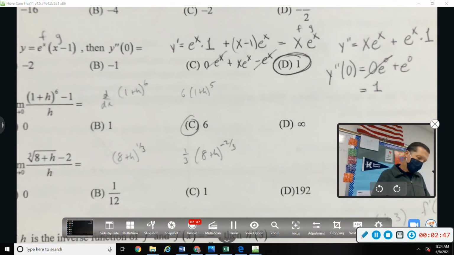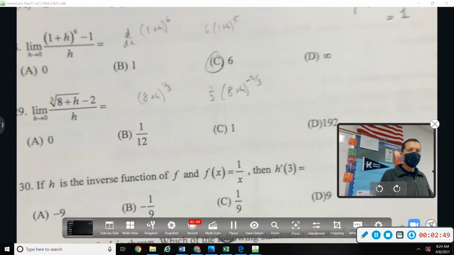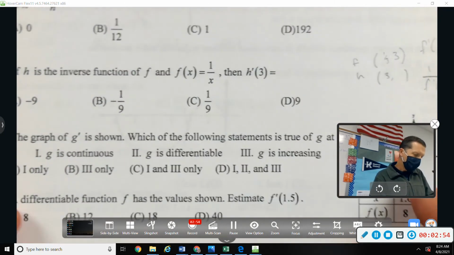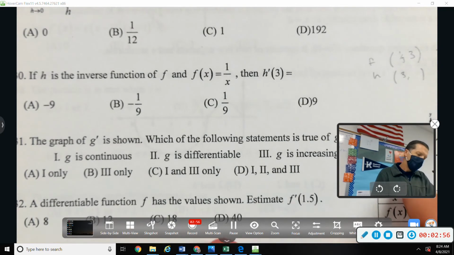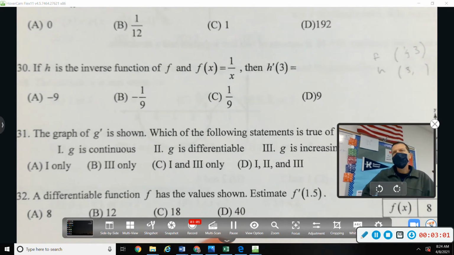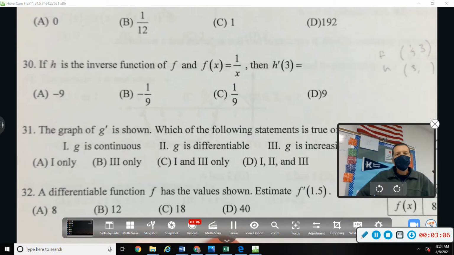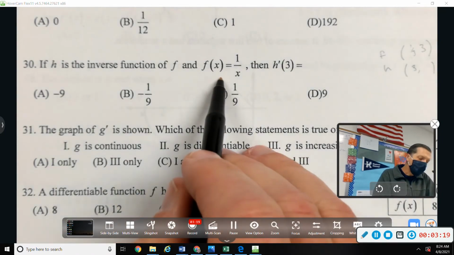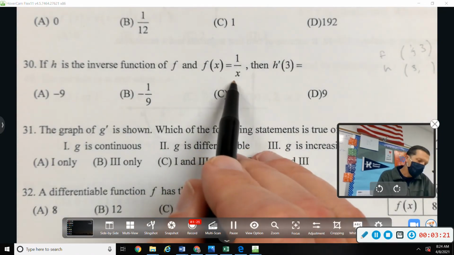Number 30? Okay, a couple ways to work 30. So there's a short way that doesn't always work, and there's a more complicated way that always works. That's my conundrum on this one. I say we do it the easy way, although they can rig the problem that forces you to do it the hard way. h is the inverse function of f, and f of x equals 1 over x.